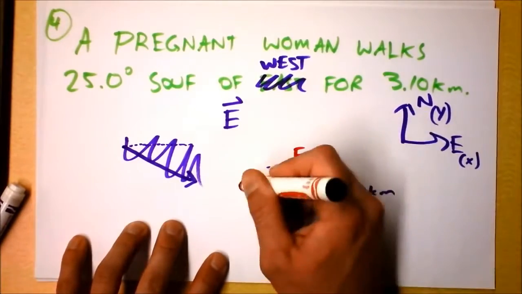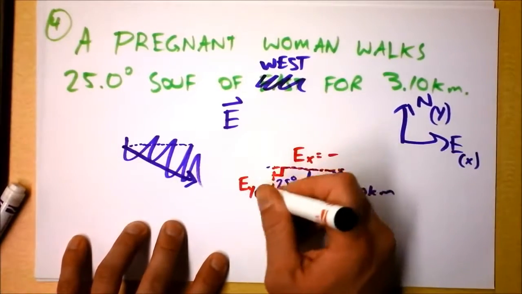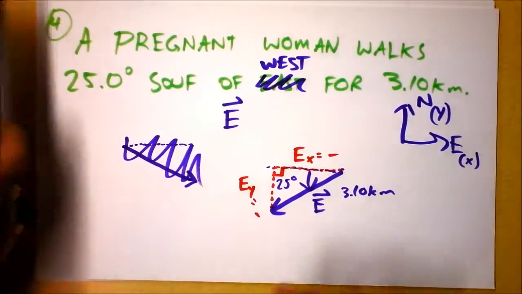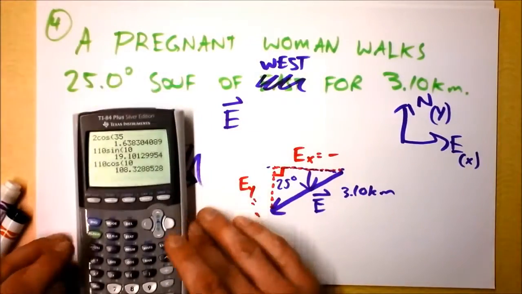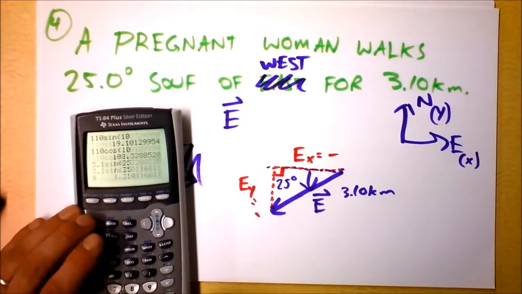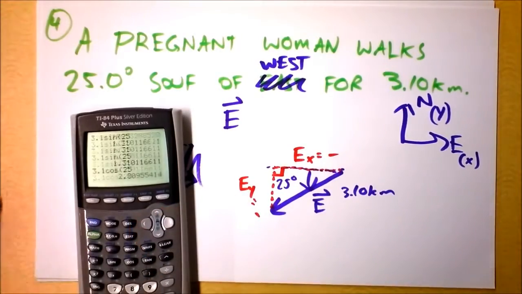This is E sub x, this is E sub y. Notice E sub x is going to be a negative number. E sub y is going to be a negative number. And let's find both of them. Ready? I take 3.1 and I multiply it by the sine of 25 and I multiply it by, I got the sine of 25 twice, cosine of 25.